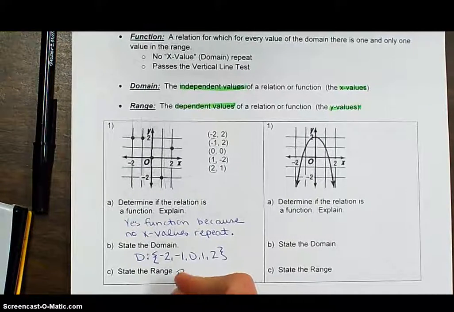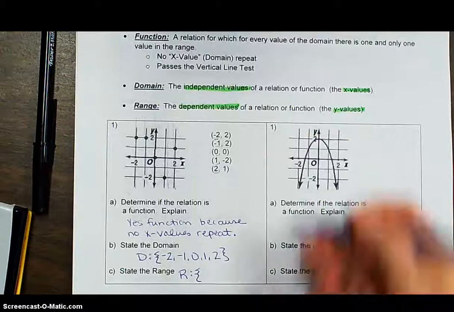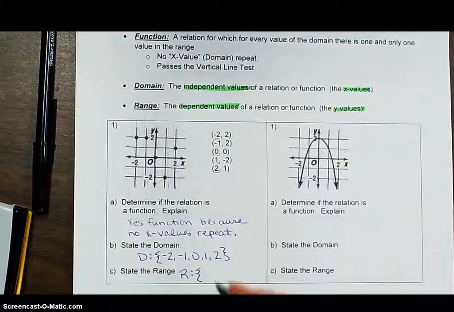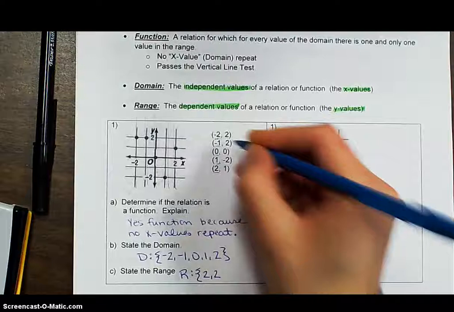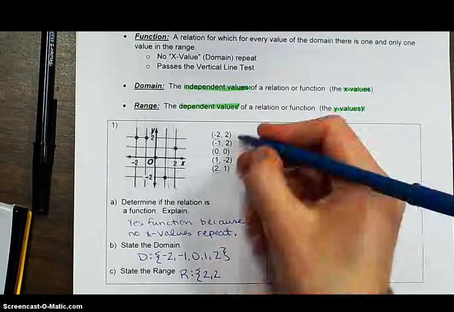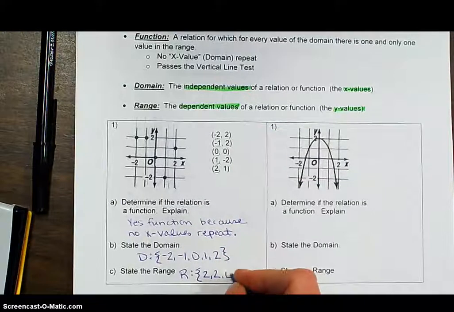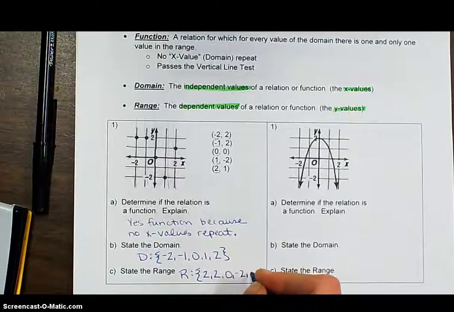Next is the range. The range are your y values, and once again we have a set of points, so I can just look and write out all of my y values. So we have a 2, we have another 2. I don't have to write it twice, but I'm going to write it twice just because I see it there, and then 0, -2, and 1.